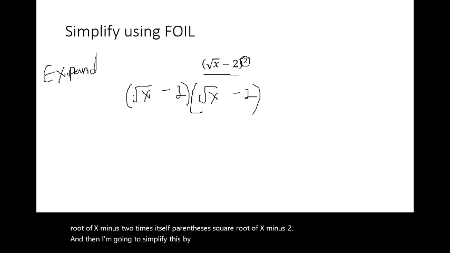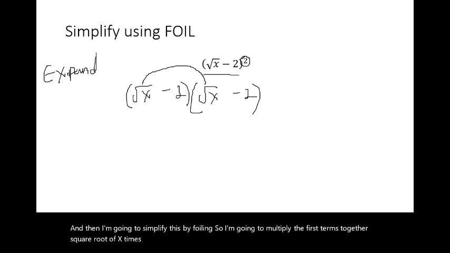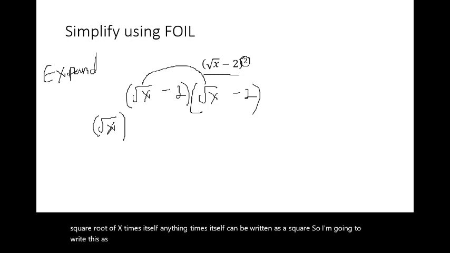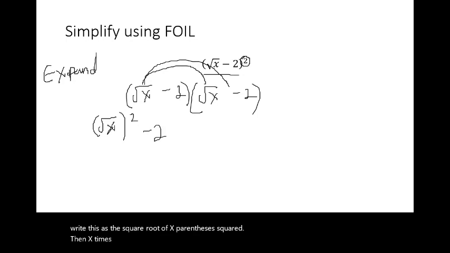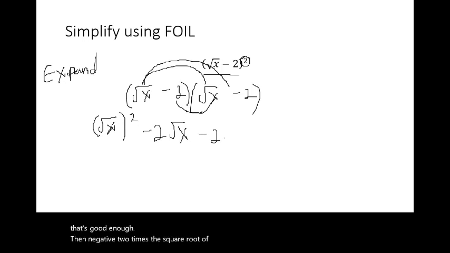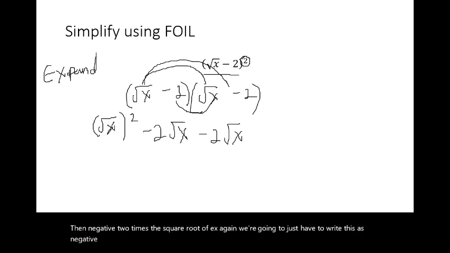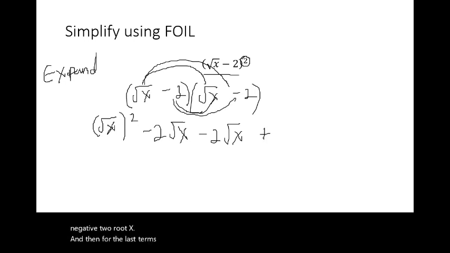So I'm going to multiply the first terms together, square root of x times itself. Anything times itself can be written as a squared, so I'm going to write this as the square root of x, parentheses, squared. Then x times negative 2, we're just going to have to write that as negative 2 root x, and that's good enough. Then negative 2 times the square root of x, again, we're going to just have to write this as negative 2 root x. And then for the last terms, negative 2 times negative 2 is positive 4.